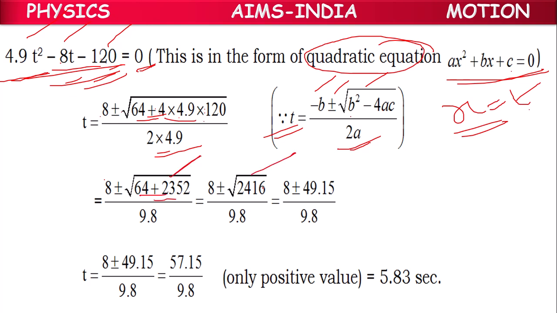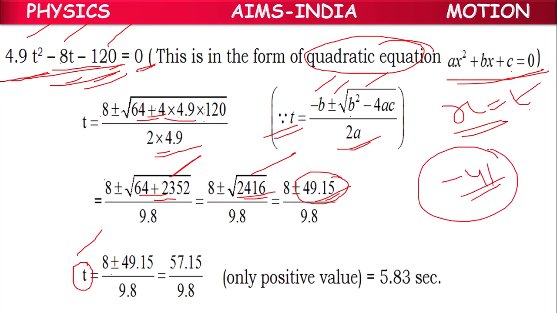After multiplying all it is 2352, by adding, 2416. Root of 2416 is approximately 49.15. But time is always positive. If you keep minus 8 minus 49, it will be approximately minus 41 seconds. Time can never be negative, so we will take only the positive value. 8 plus 49.15 is 57.15, and 57.15 divided by 9.8 gives approximately 5.83 seconds as the answer.